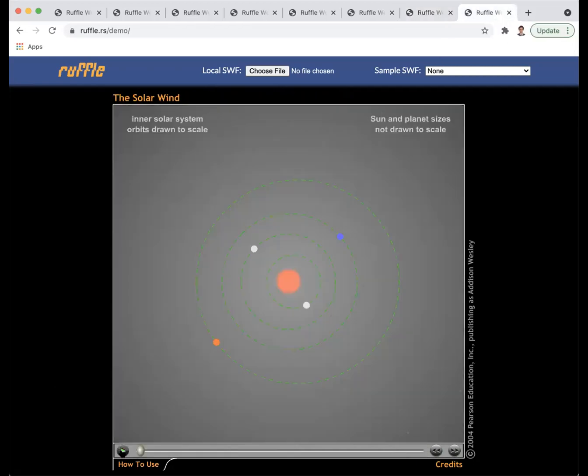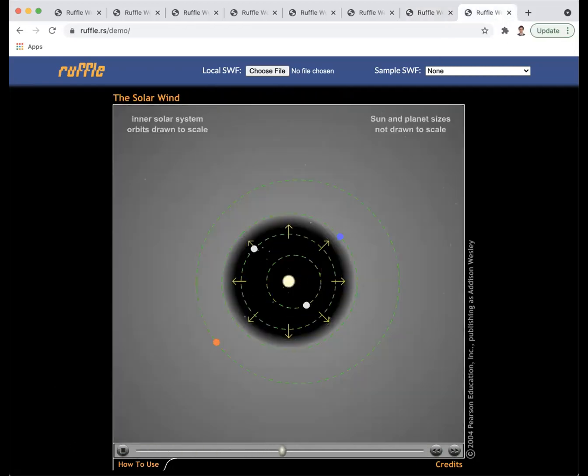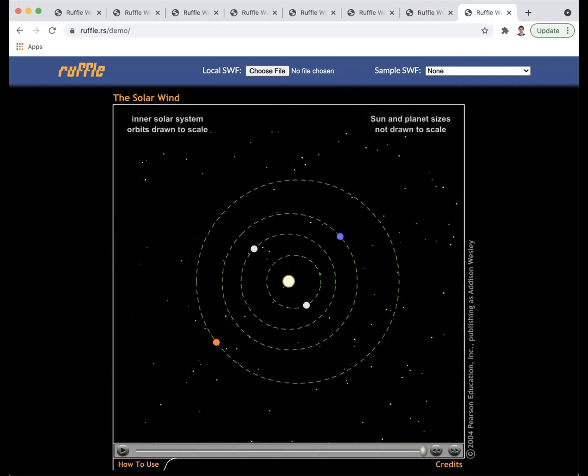And so eventually, once the solar wind starts, it wipes out everything that was in between these planets. So all the remaining leftover gas and dust will eventually be blown away by the solar wind. So that's why between these planets, we have so much empty space, right?